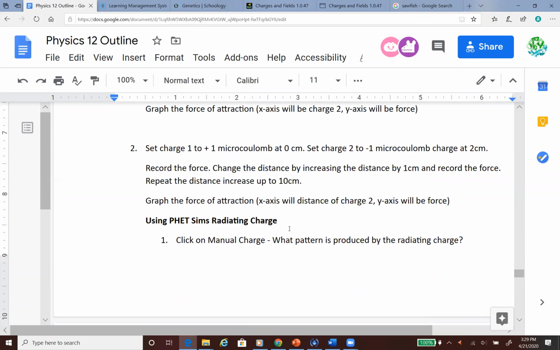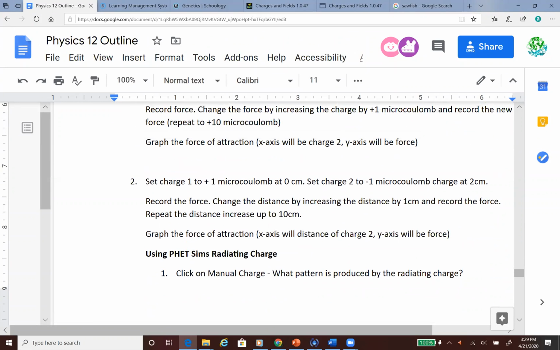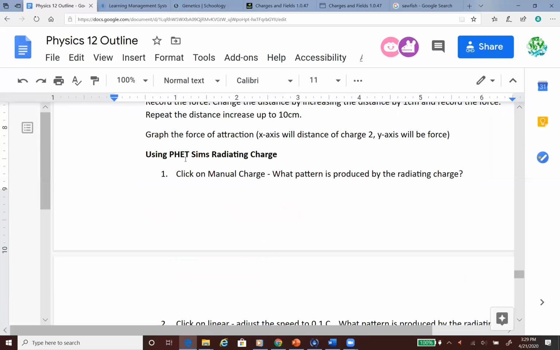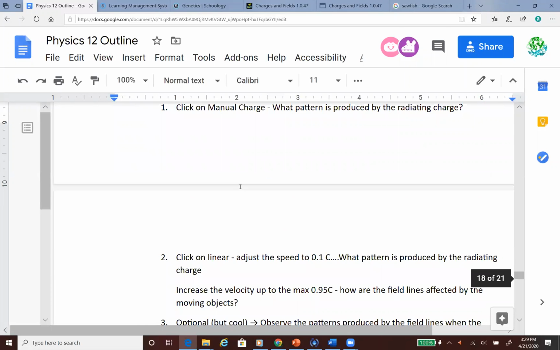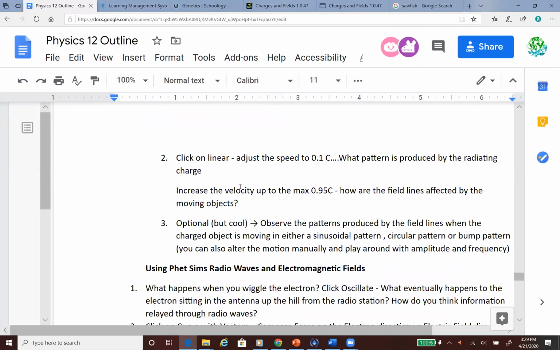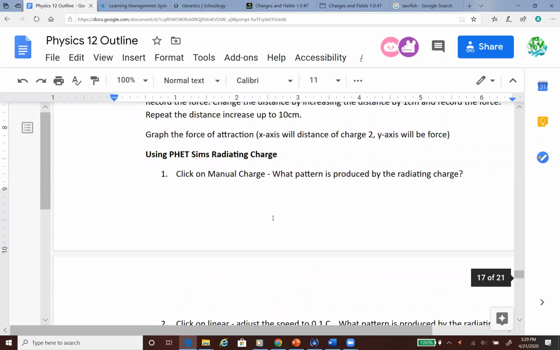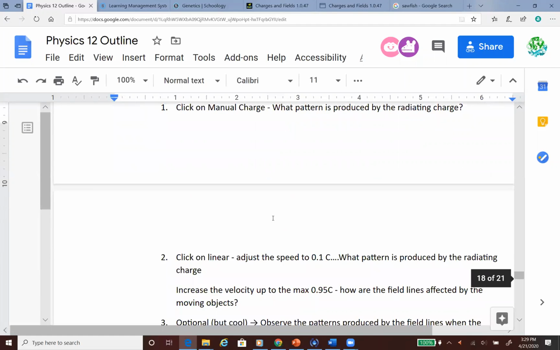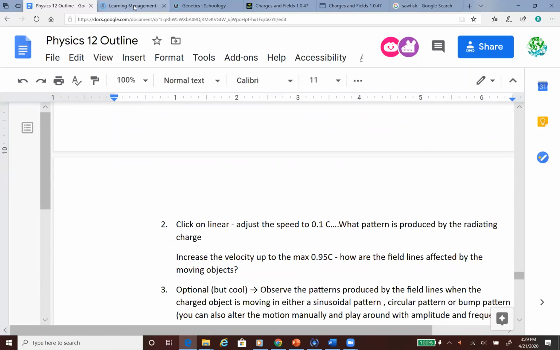This sim is back to the electric field. This is another sim called radiating charge in PhET. And this is about, if I remember correctly, let's see, this one is, oh yeah, this is really cool.